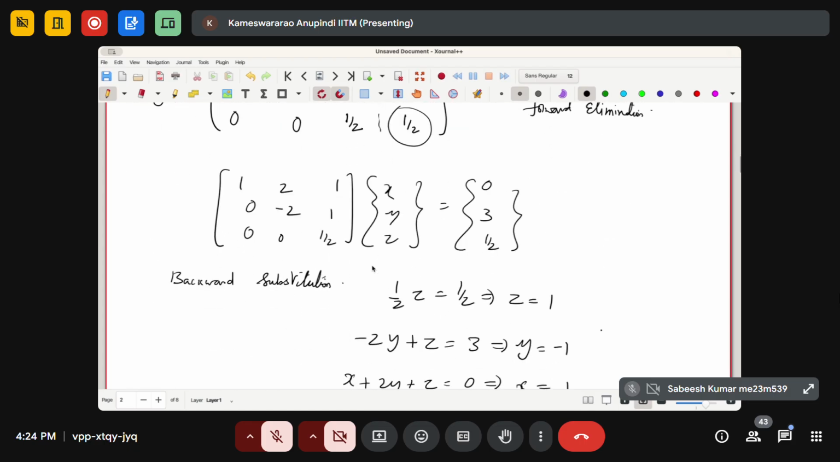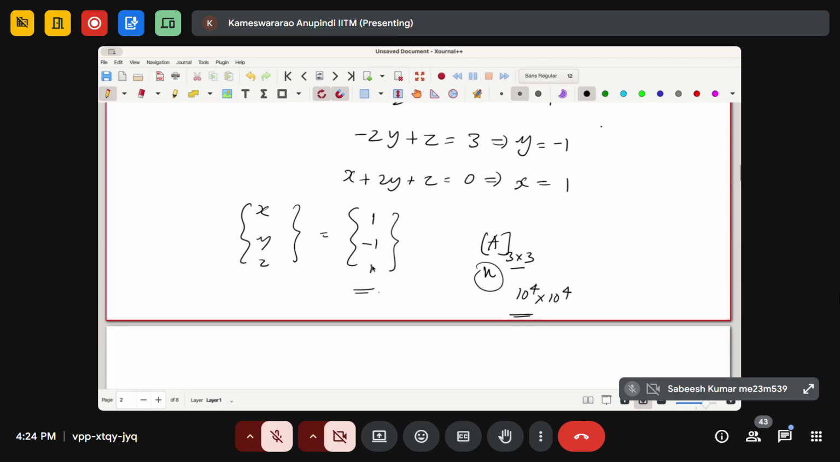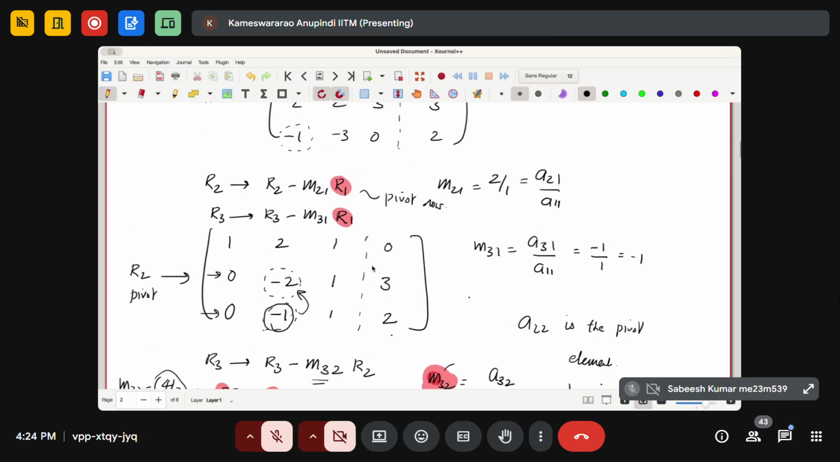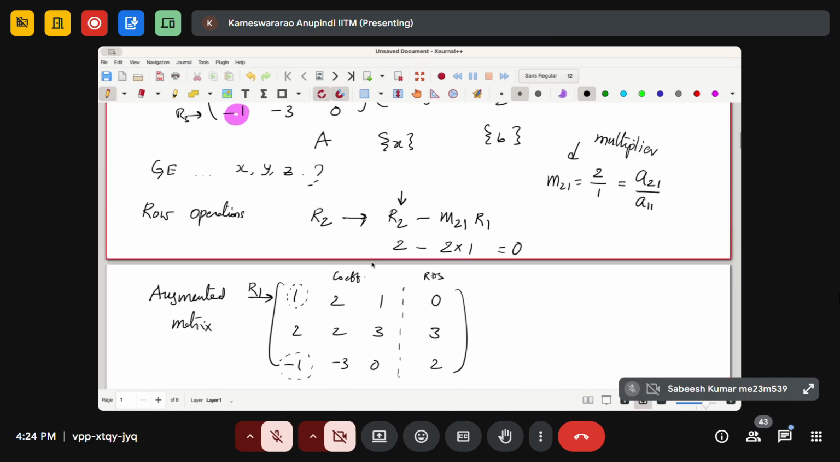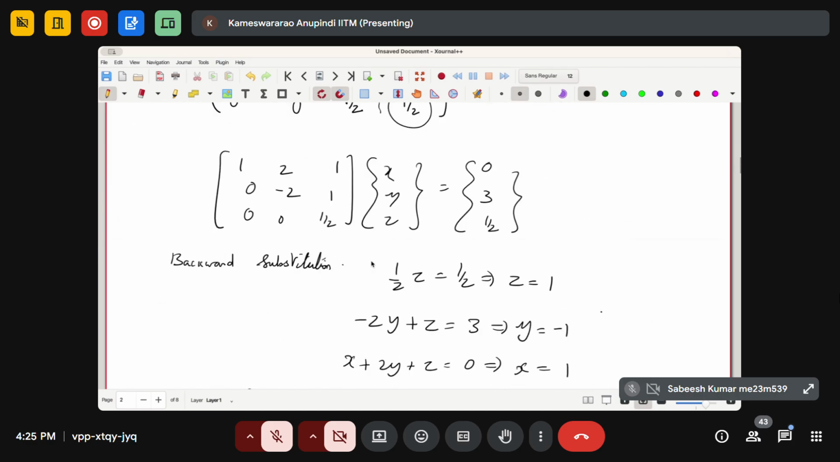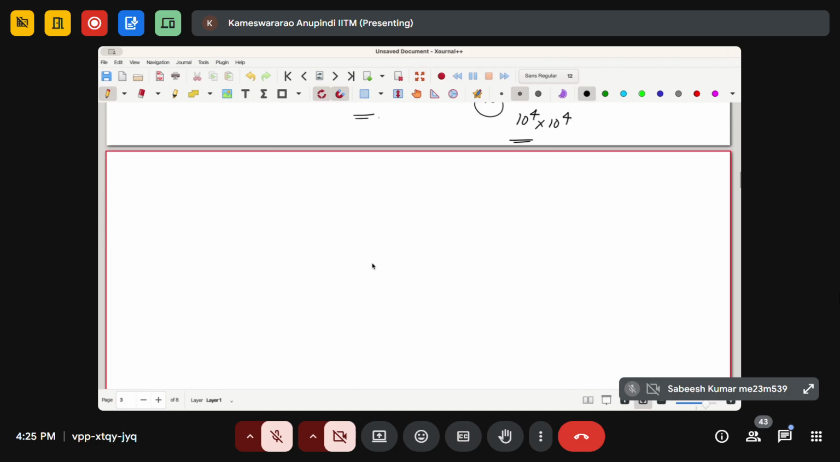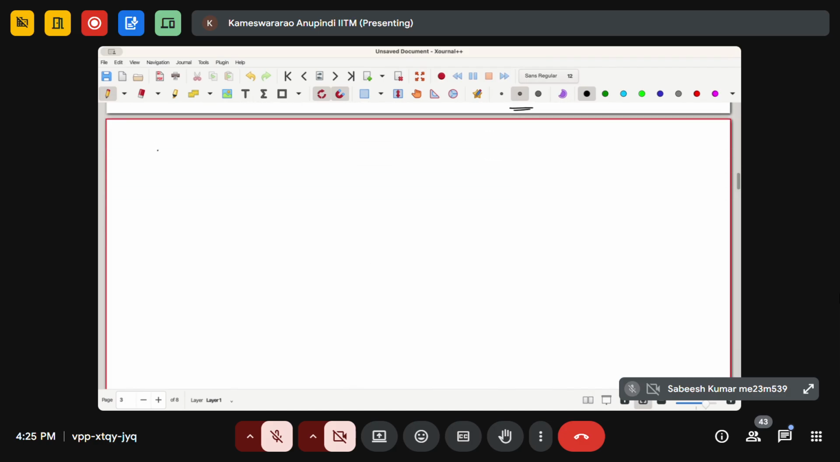Any other questions, or shall we proceed? Now, once this is clear, writing the algorithm is very straightforward. This is clear? Okay, shall we proceed? So what we said is we have this. We will rewrite this equation, our square linear system: A11 x1, A12 x2, all the way to A1n xn equals B1.